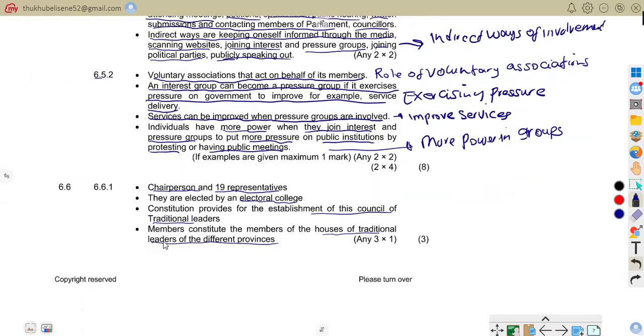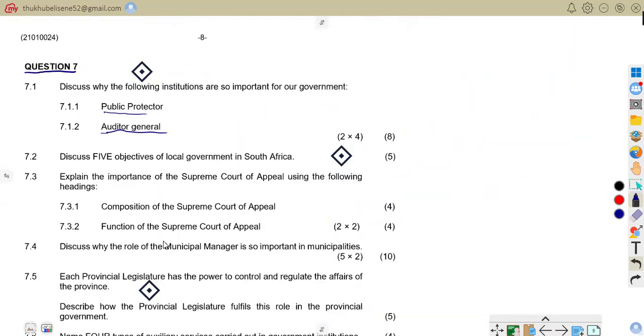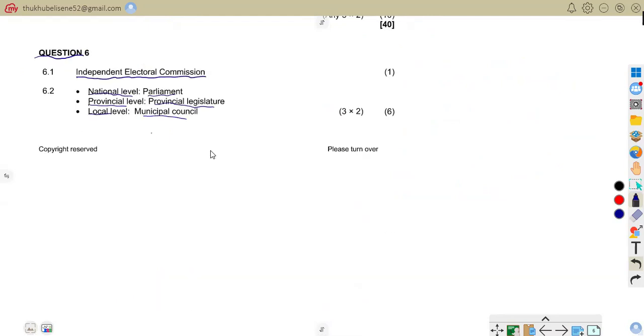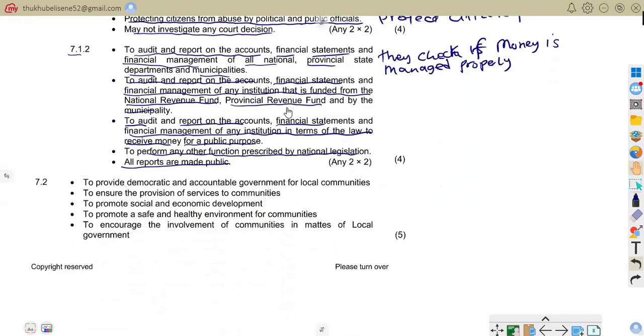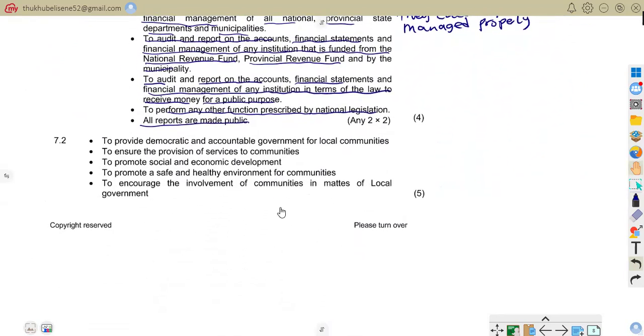Now we attend to question 7.2 and see what it wants. 7.2 reads as follows: discuss five objectives of local government in South Africa. So let us attend to 7.2. Here are the answers for 7.2.